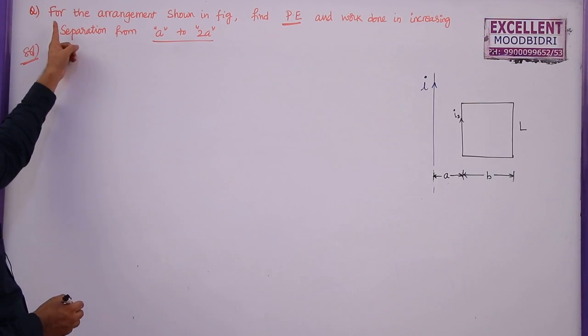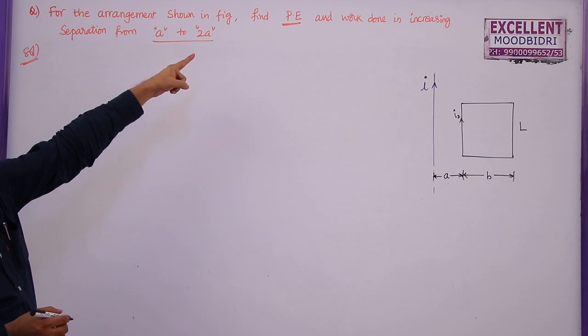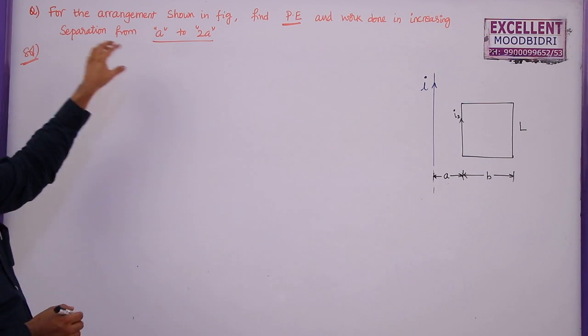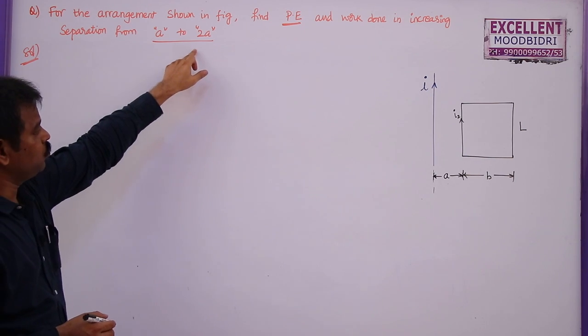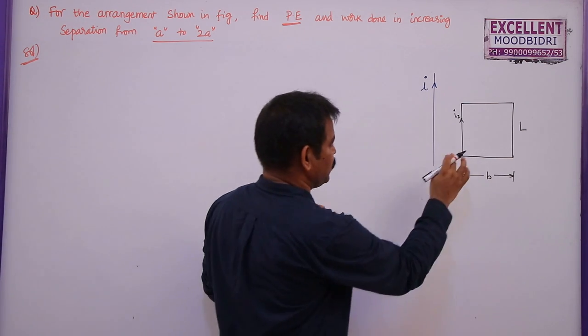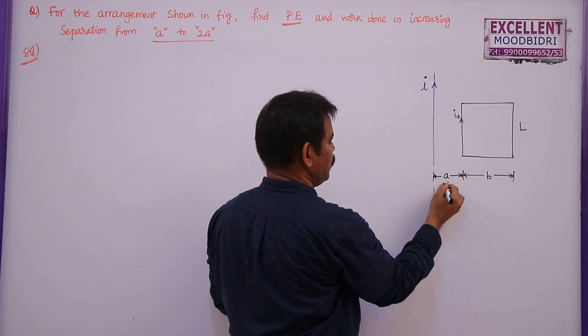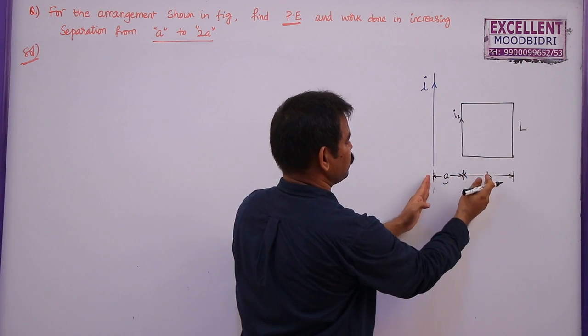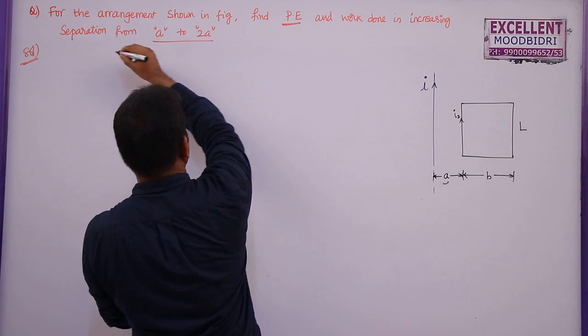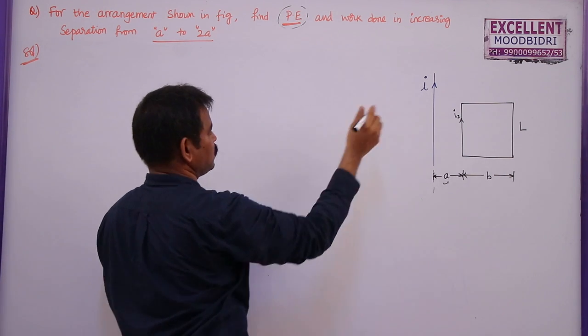Here, for the arrangement shown in the figure, find the potential energy and work on increasing the separation from A to 2A. The present separation between this loop and this conductor is A, but if I want to make this separation 2A, how much work do I have to do? Second part, and first of all I need to find out the potential energy of this one.